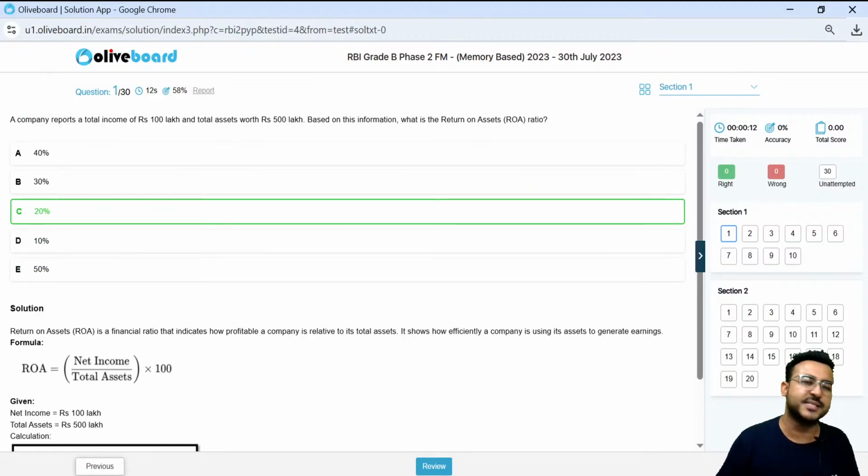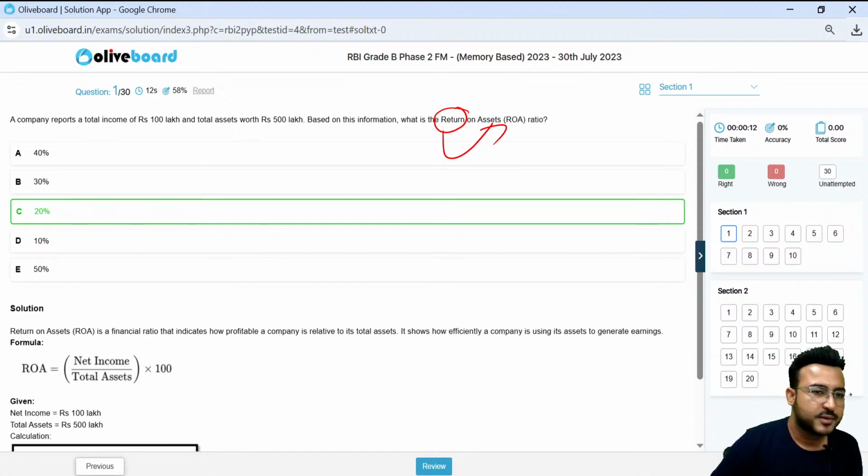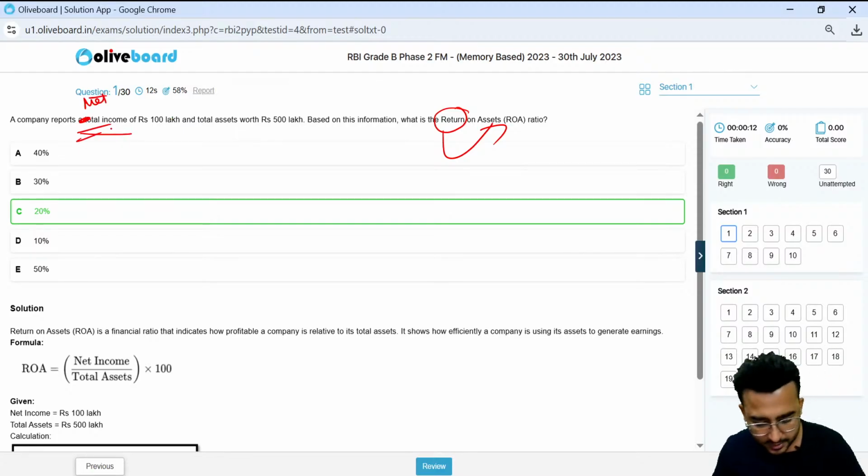20% is the correct choice. 100 divided by 500 into 100. That's what return on asset is all about. How much amount of sales I am able to generate, how much amount of profit I am able to generate by using the assets here. Right? So ideally it should not be total income, it should be net income, guys. It should not be sales, it should be net income.